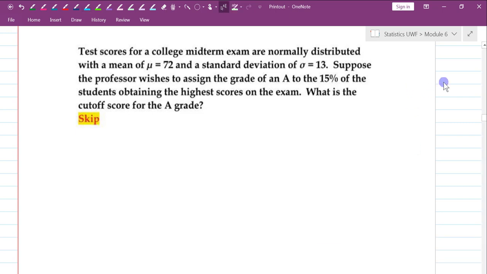We say test scores for a college midterm exam are normally distributed with a mean of 72 and a standard deviation of 13. Suppose the professor wishes to assign a grade of an A to the top 15% of the students obtaining the highest scores in the class. What is the cutoff score for the A? So that's what we're looking for. So let's say mu is equal to 72 and standard deviation is equal to 13. So we'll draw a picture, and our picture looks like this.